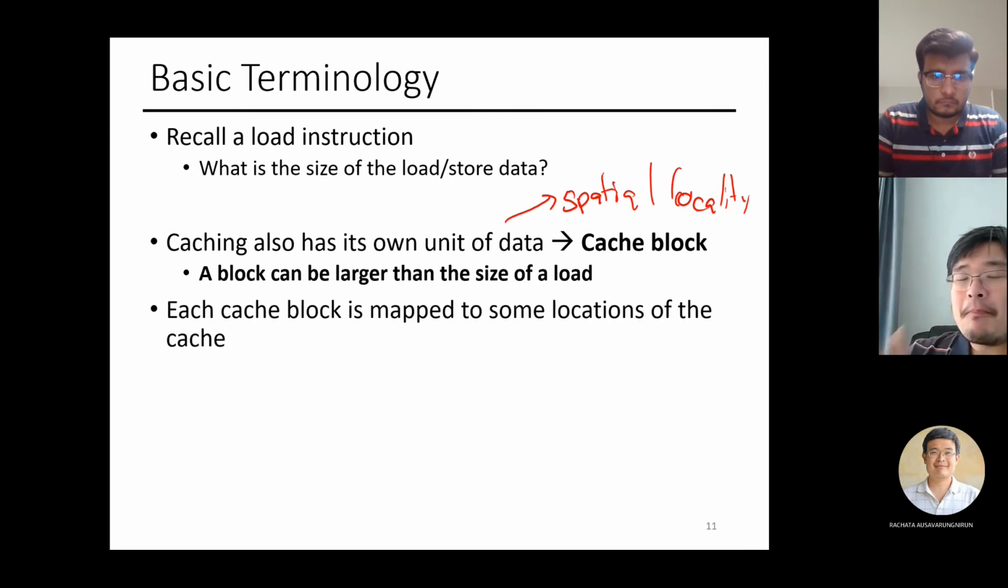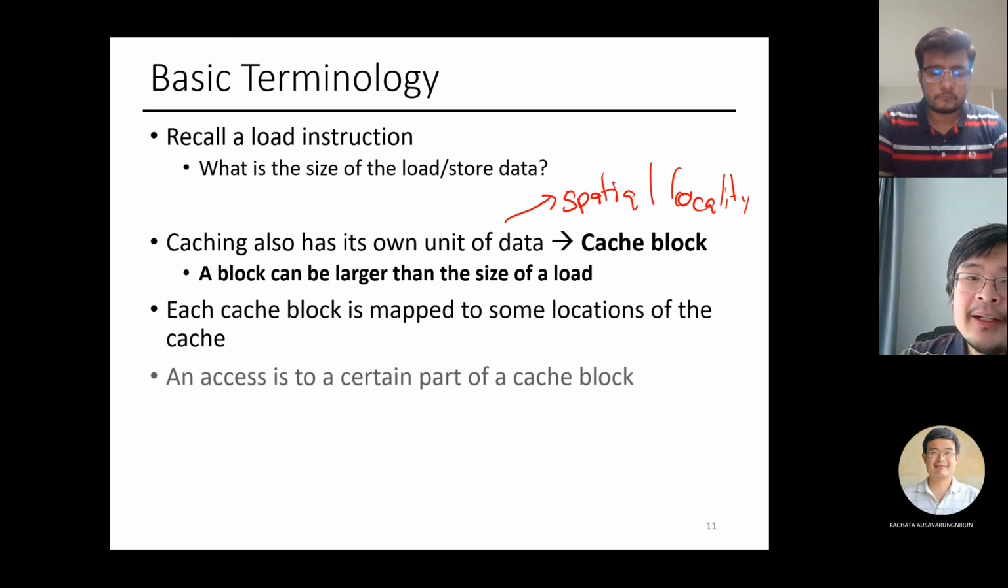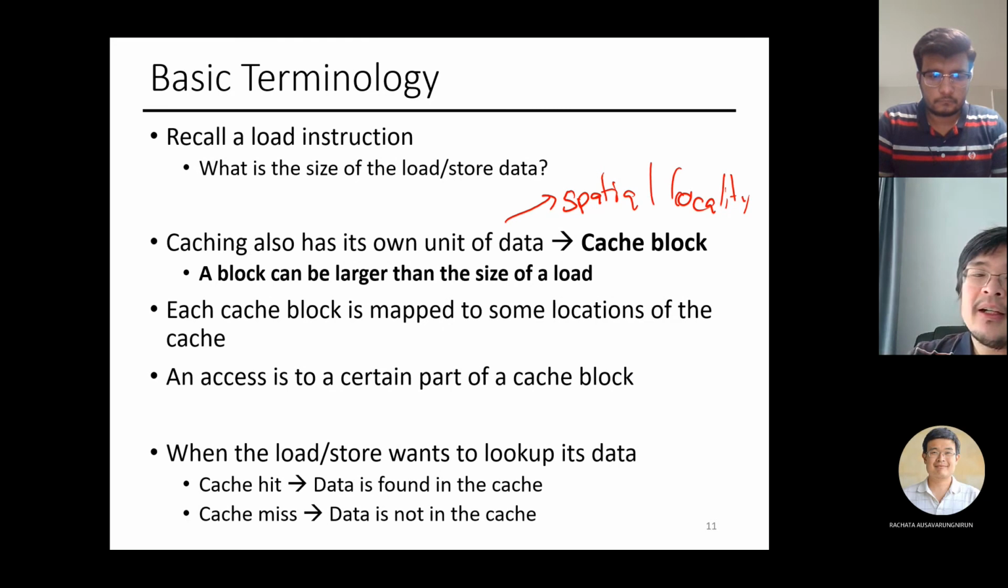The cache block is mapped to some location of the cache. This is basically to help searching. You don't want to search every single byte in the cache. You want to make sure you have a mechanism to look up quickly, is my data there? The access goes again to a certain part of the cache, right? So when you want to look up the data, there are 2 cases that can happen. You can have a cache hit, data is in the cache. Or a cache miss, data is not in the cache.